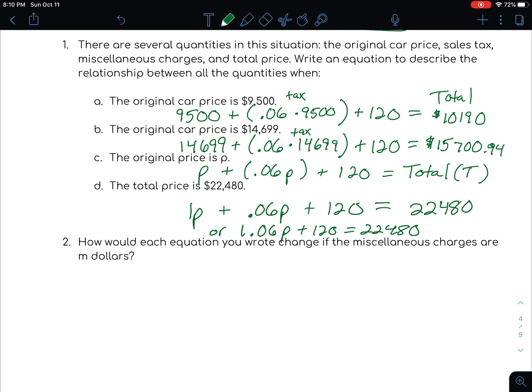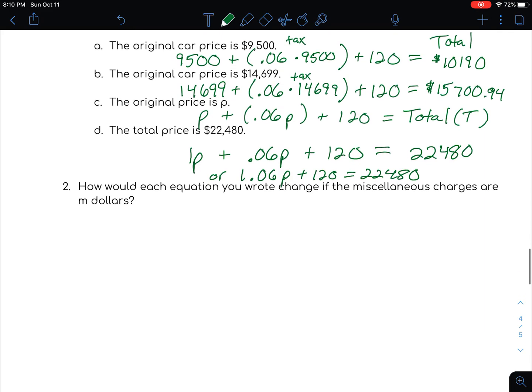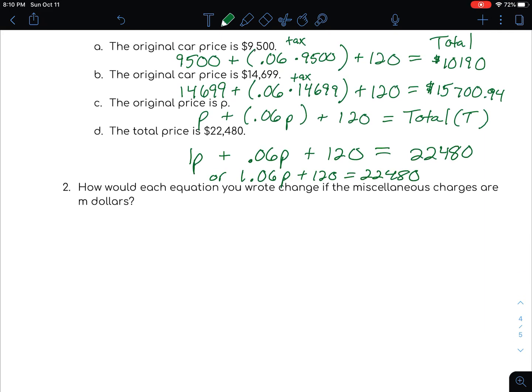All right, so a little extension here would be to actually go through and see if you can figure out what that original price P would have to be. Think about how we would solve this equation and what we would do to both sides of the equation to eventually work ourselves back to that value of P.